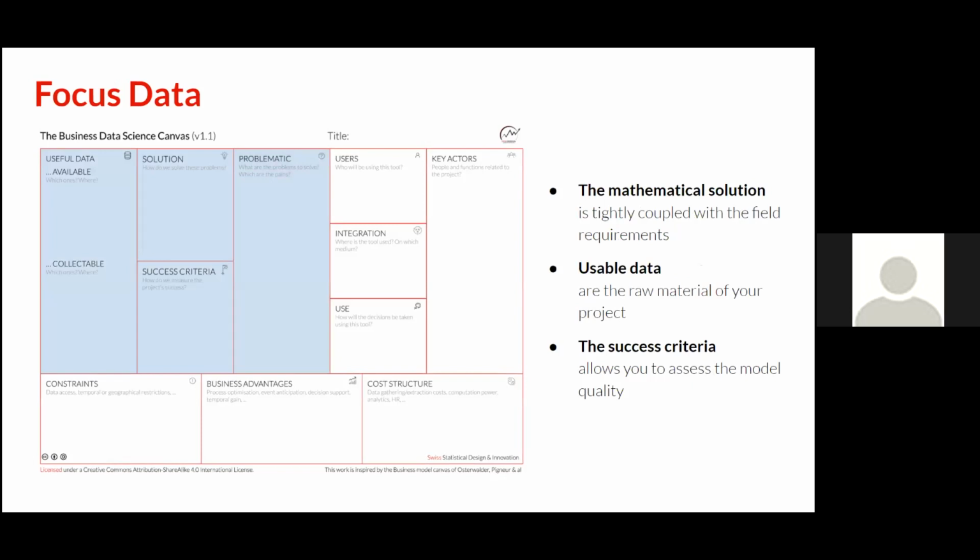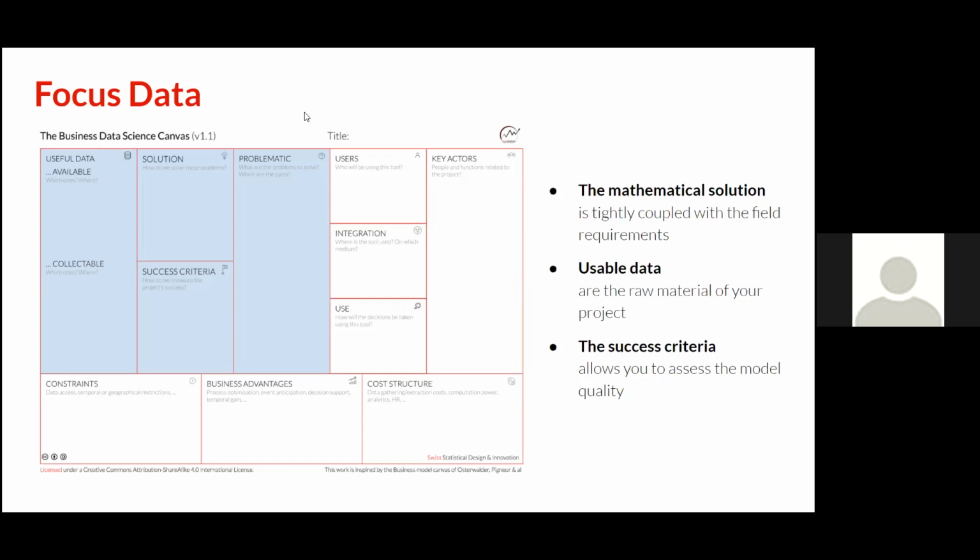Then we can go to a focus of data, where you have to write which type of solution you want to do and how you want to solve your problematic. Here, you have to write the idea, and it has to be really coupled with the field requirements. On the far left, you have the data. What are the useful data? The data that are available to you, where you can find them, and the data that might be collectible, that you don't have, or you don't know where or maybe you don't have yet.